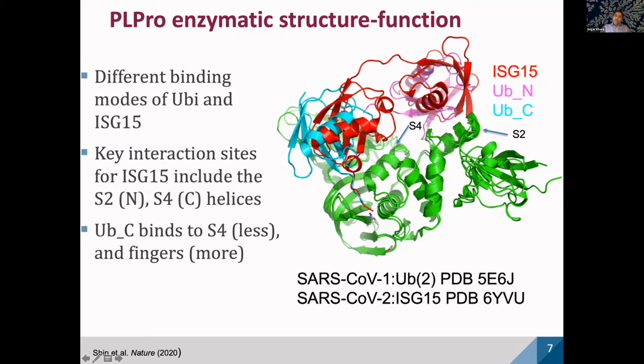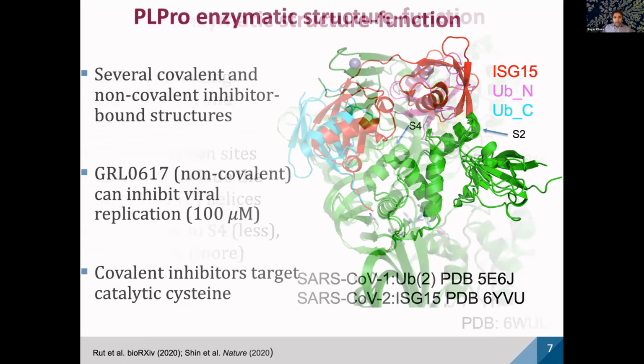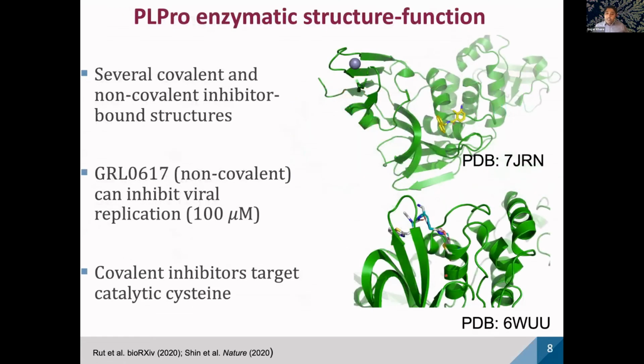So what you can see immediately is that there are different binding modes for both the lobes of ubiquitin compared to ISG15. And the key interactions for ISG15 include these sites S2 and S4 helices, even though if you look at the structures of the two PLpros, they are nearly identical. You can hardly distinguish them. The RMSD is close to 1 angstrom. So that sheds some light, although of course, much more remains to be done.